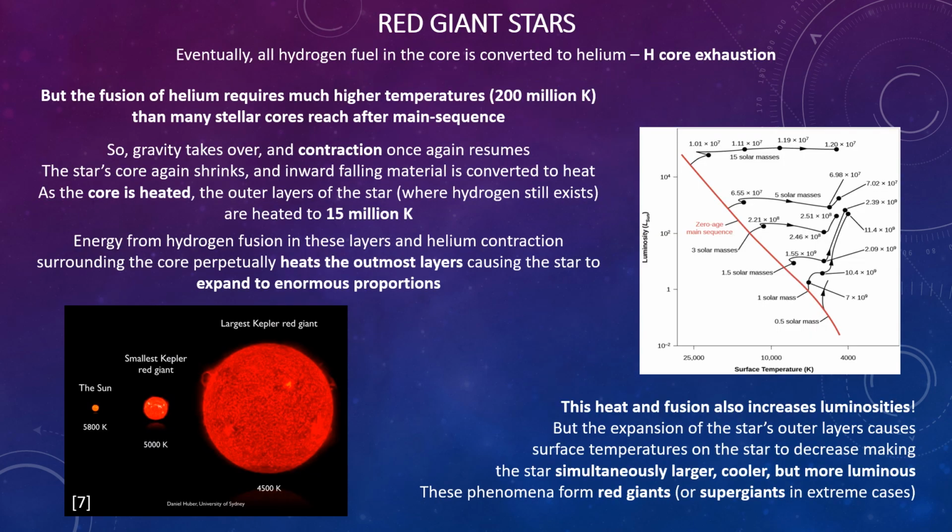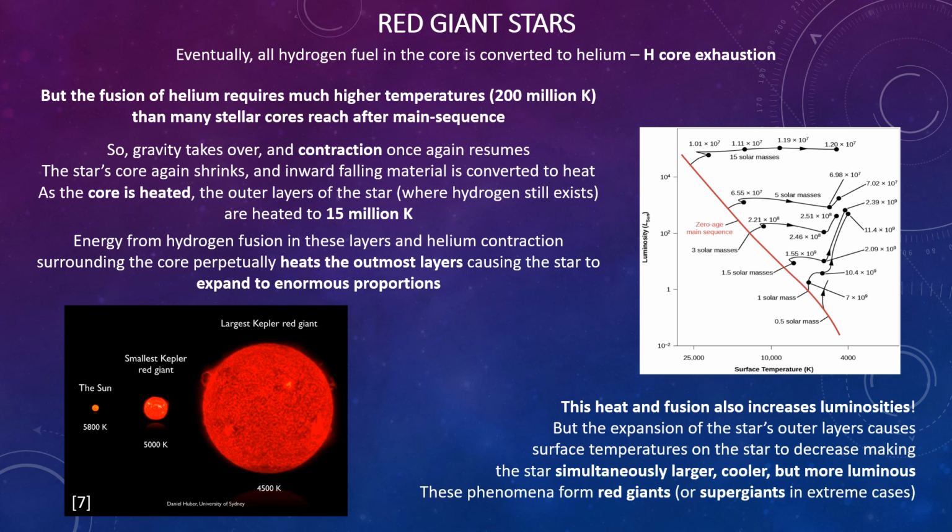So now we're going to talk about the next stage of stars in their evolution, the red giant stage. Eventually, all of the hydrogen fuel in the core is going to be converted into helium, and this is what we call hydrogen core exhaustion. The fusion of helium requires much higher temperatures, about 200 million degrees Kelvin. So gravity takes over once there is not a lot of that outward pressure from the fusion of hydrogen, and so the star contracts gravitationally.